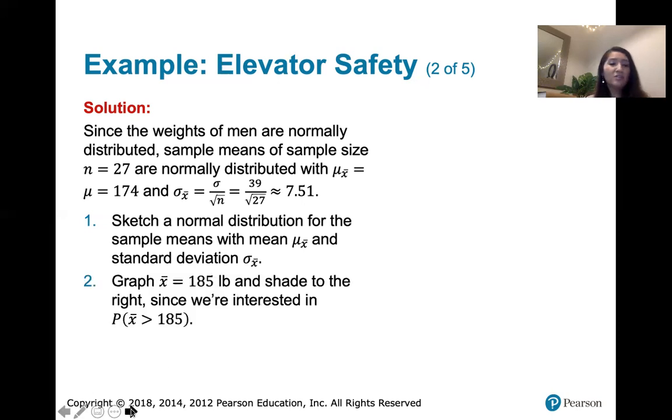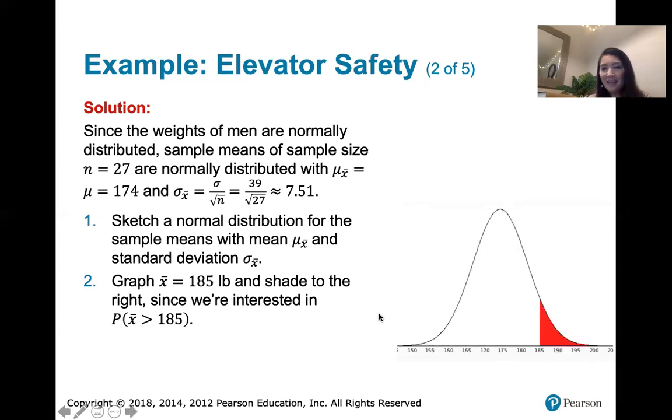So we'll sketch that normal distribution and then we'll graph 185 pounds. Since we're interested in the probability that the mean is more than 185 pounds, which means we've overloaded our elevator, we're going to shade to the right. So we might have a graph that looks like this, and let me hover over it. This was created on mathcracker.com/normal-probability-grapher. If you follow that link, you can graph normal distributions and shade them as well.